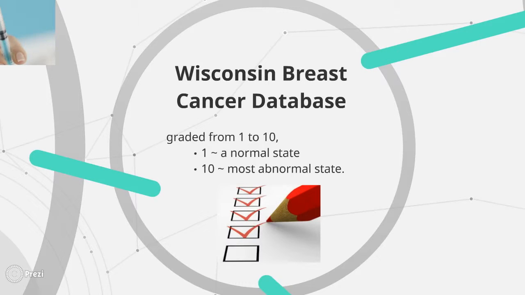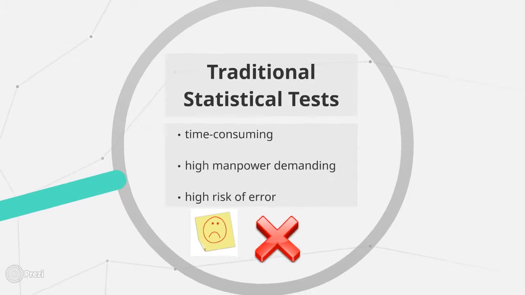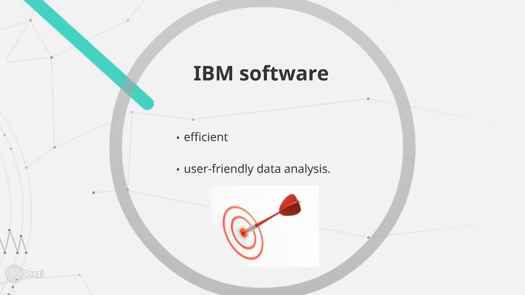most abnormal state. In order to examine the relationship between different attributes and the trend of malignancy, traditionally, we could conduct a number of statistical tests. Yet, the process is time-consuming, demands high manpower, and has a high risk of error due to multiple steps. If we use the IBM software, we can obtain a more efficient and user-friendly data analysis.